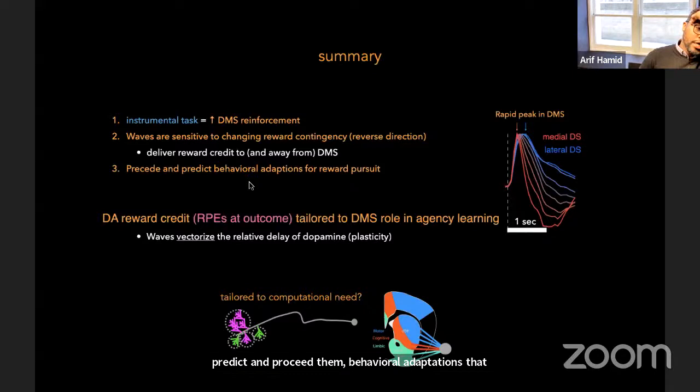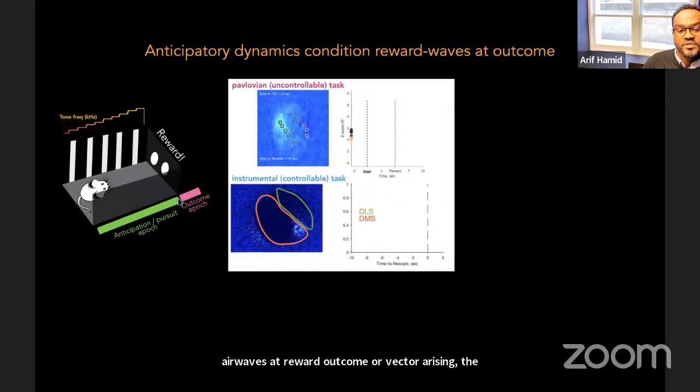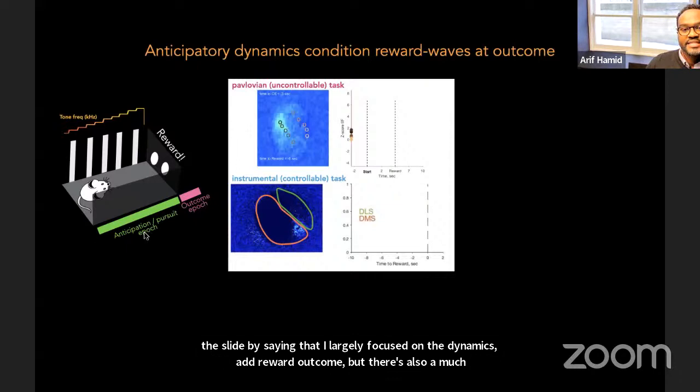And so together, these results suggested to us that this might be one mechanism by which dopamine arriving at different parts of the striatum may be tailored to the computational needs of these underlying striatal subregions, where these reward prediction error waves at reward outcome are vectorizing the relative timing or delay of dopamine arriving at different parts of the striatum. Now, I'll just end with this slide by saying that I largely focused on the dynamics at reward outcome, but there's also a much richer anticipatory or pursuit epoch dynamics that we think sets up or conditions the expression of dopamine waves at reward outcome.